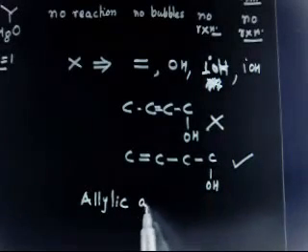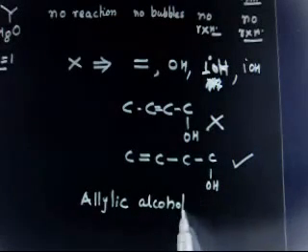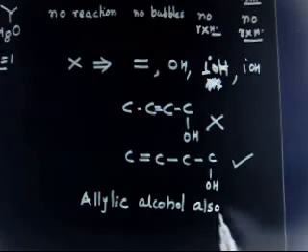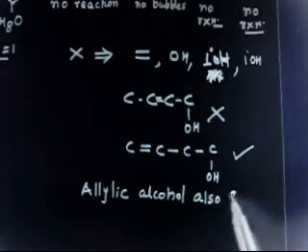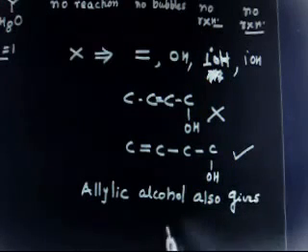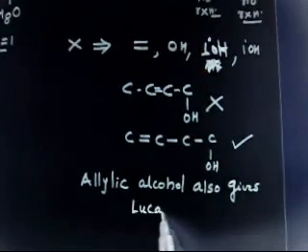An allylic alcohol also gives the Lucas test. Even though this is a primary alcohol, it will give the Lucas test because the allylic carbocation is stable. Allylic alcohol also gives the Lucas test.